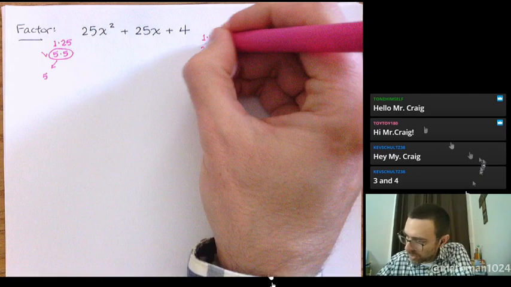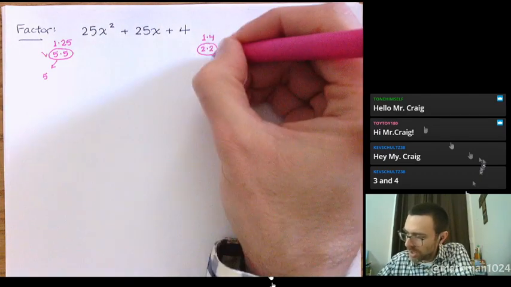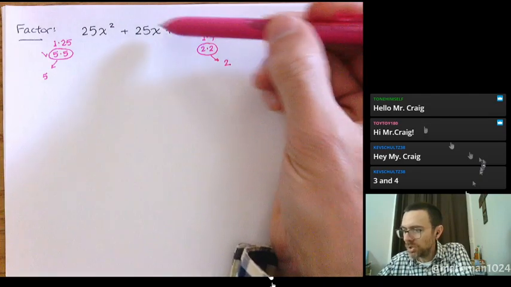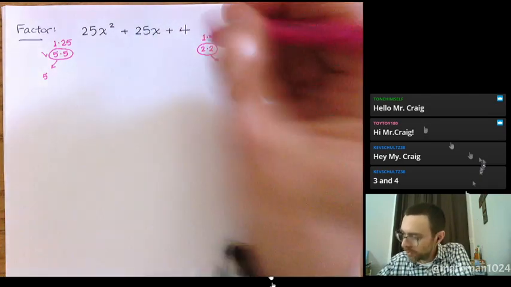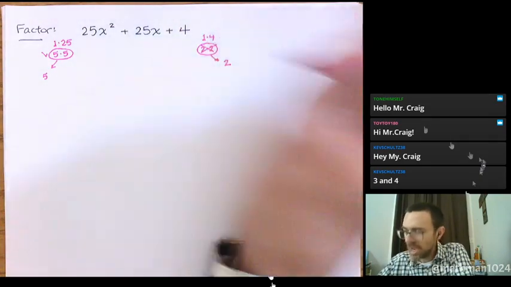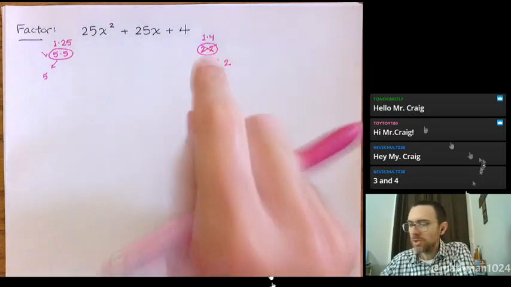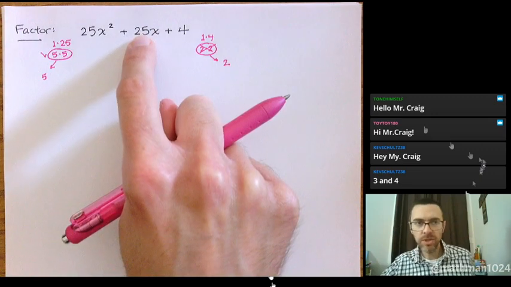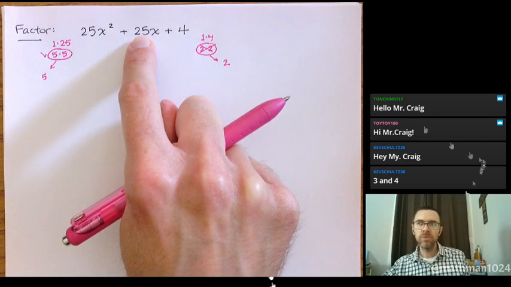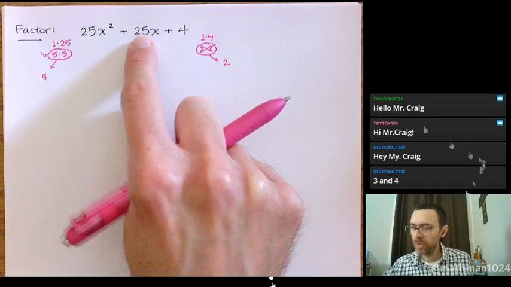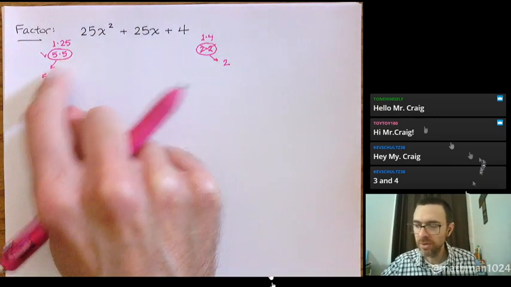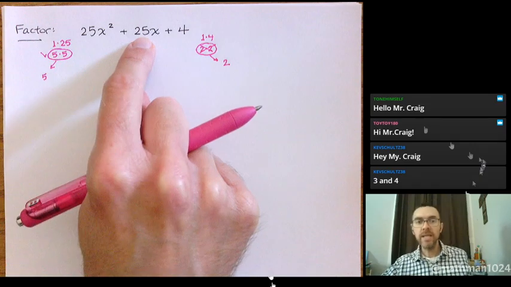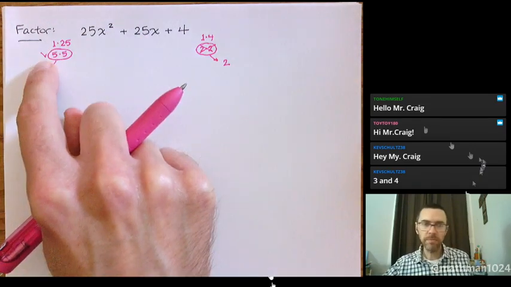Over here, I've got 2 and 2. 2 and 2 are both multiples of 2, but since 25 is not a multiple of 2, I can't use that combination. So remember, if I use 2 and 2, that would force the middle coefficient to be a multiple of 2. So logically, I can't use that. If I use 5 and 5, that's going to force the middle coefficient to be a multiple of 5. It is, so I should use that.